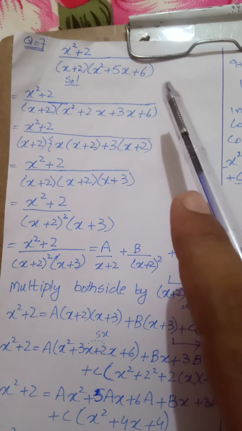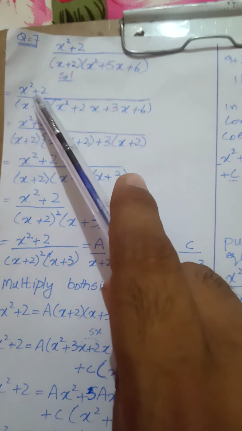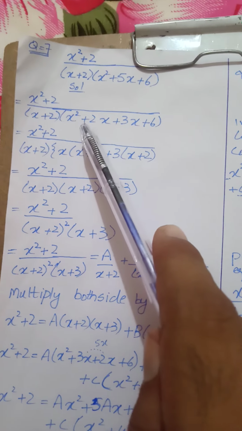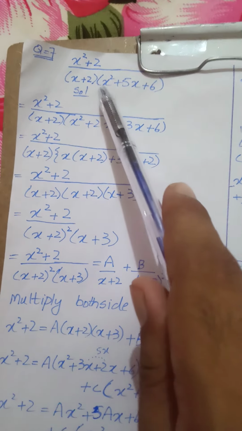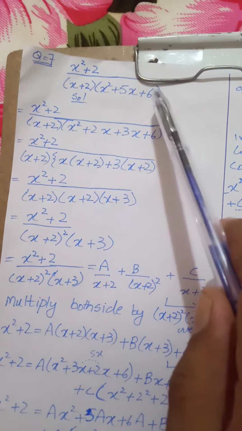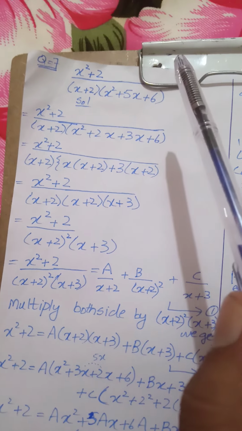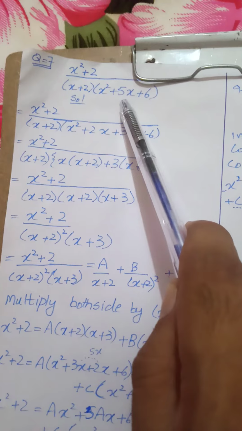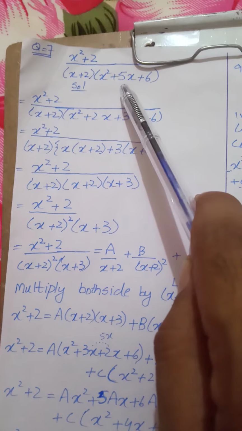So we are interested to split this thing. Now x square plus 2, x plus 2 is the same, and this one will be changed. We will find values whose multiplication gives us 6x square, and when we add the values it gives us 5x. This is the factorization method, or you can say midterm break.